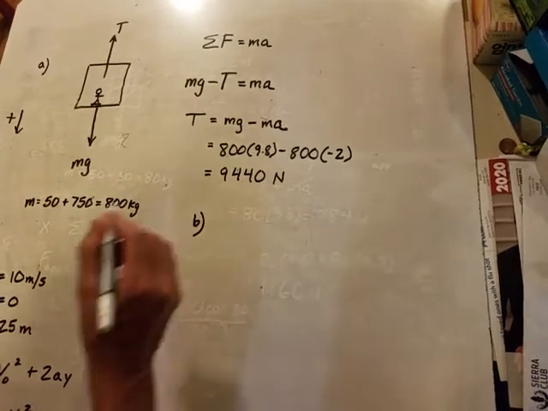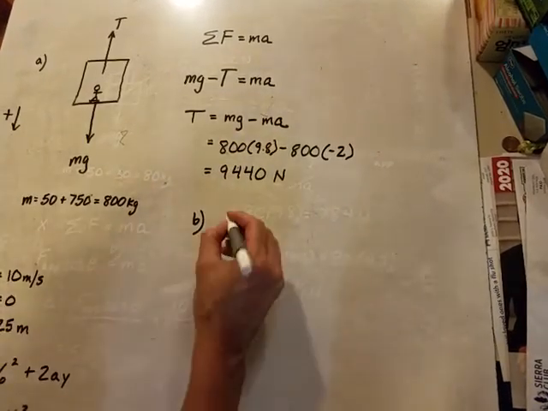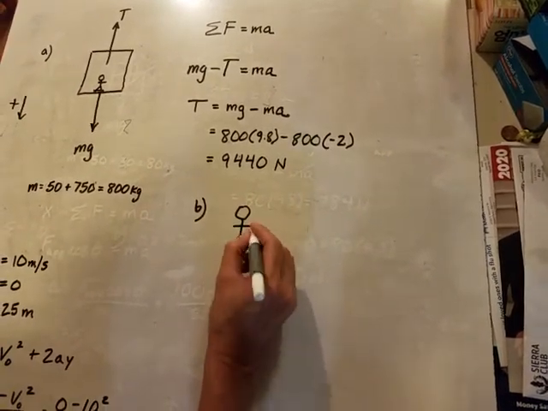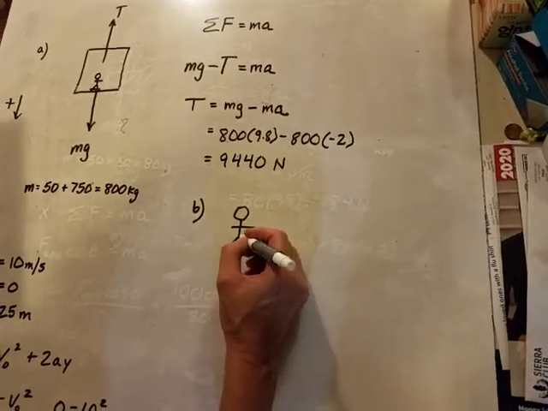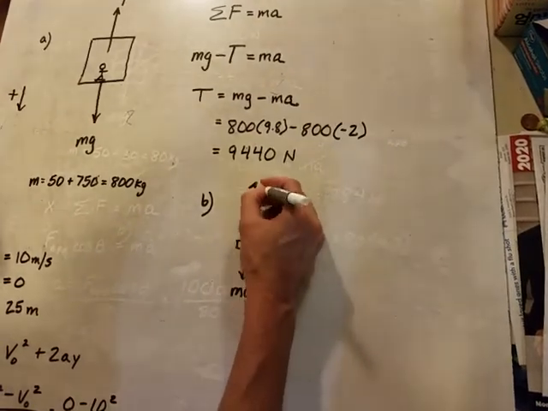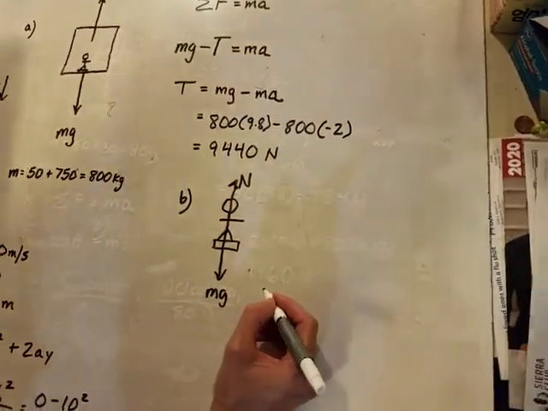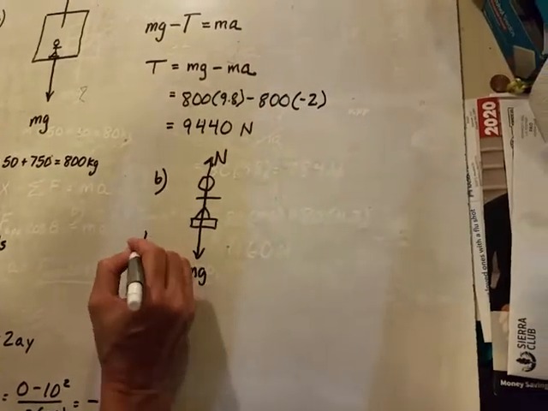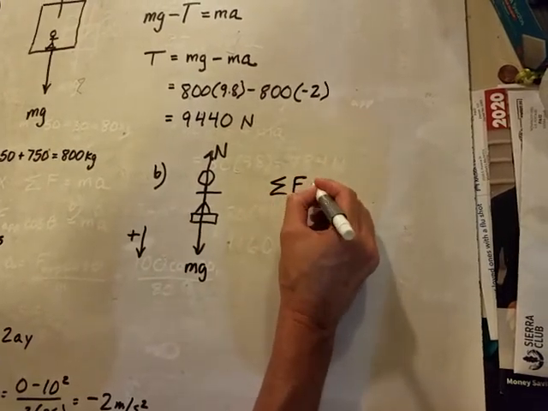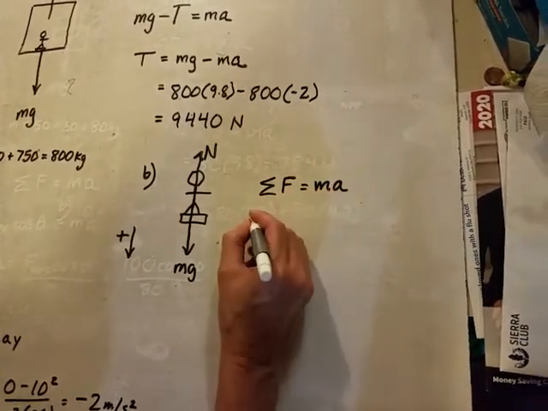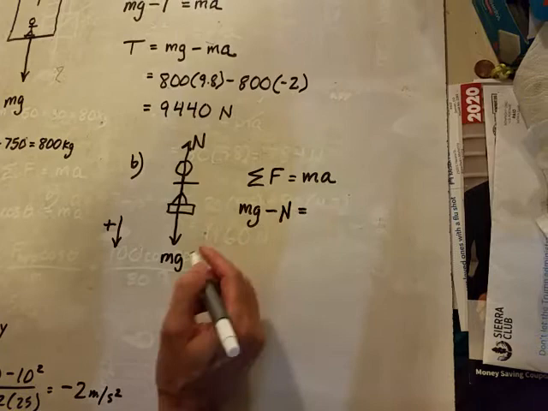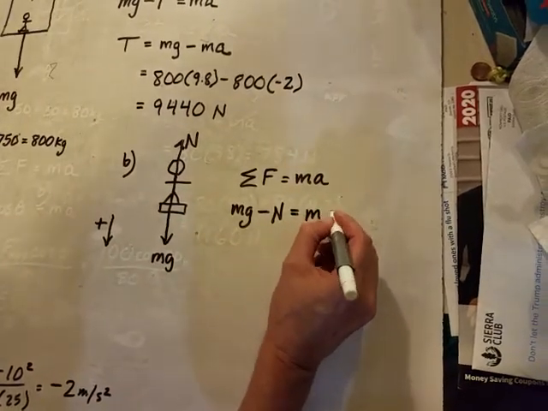On part B, we're now asked to figure out what the scale reads. So we've got this woman standing on a scale, and the forces that are acting on her are the weight going down and the normal force going up. The normal force is what the scale reads. So again, the elevator's moving downwards, so I'm going to make positive be down. The sum of my forces is equal to ma. mg is my positive force because it's in the positive direction, N is my minus force because it's in the negative direction, and that's equal to ma.